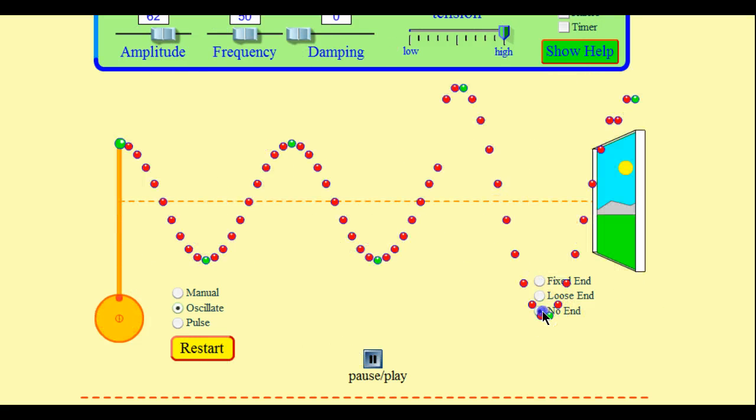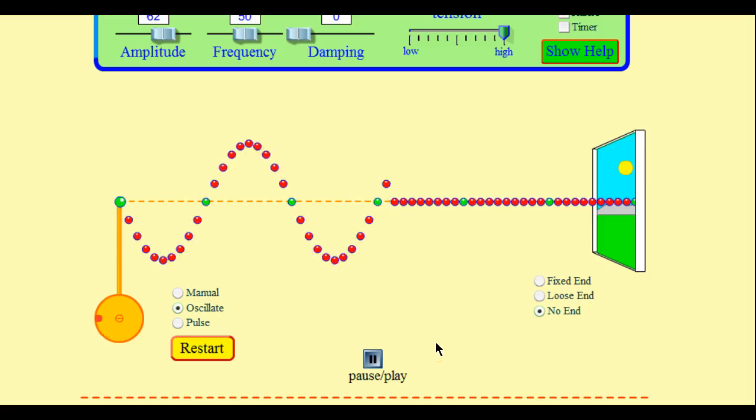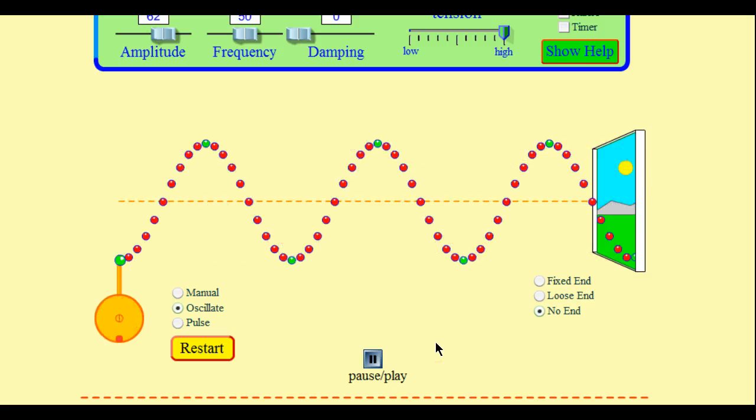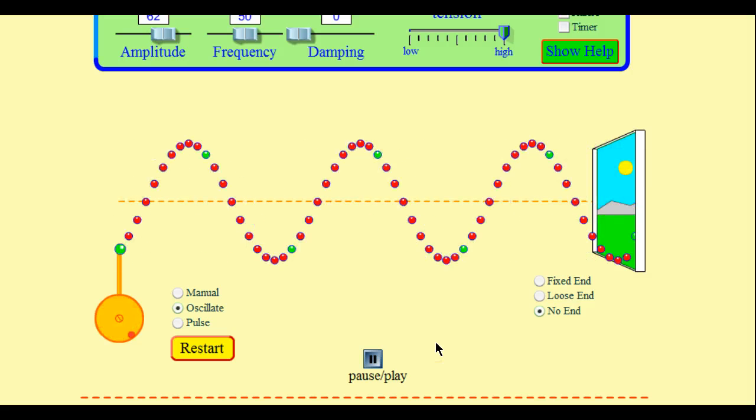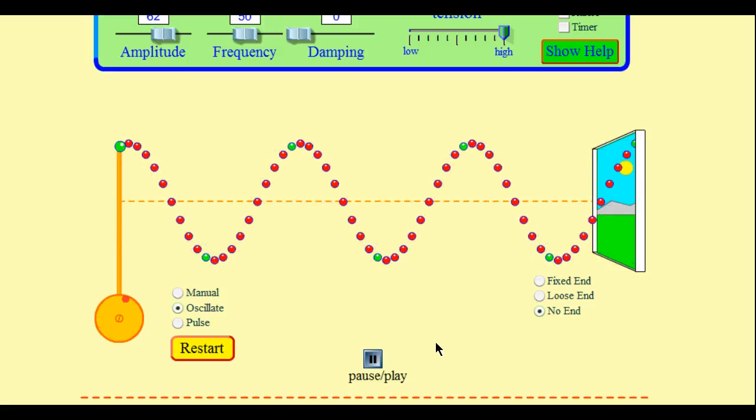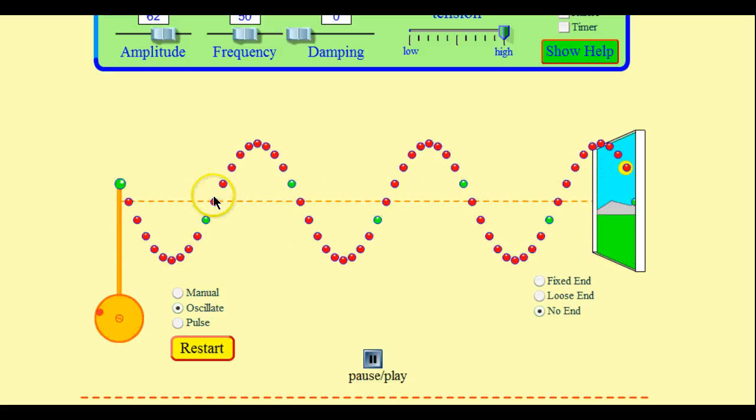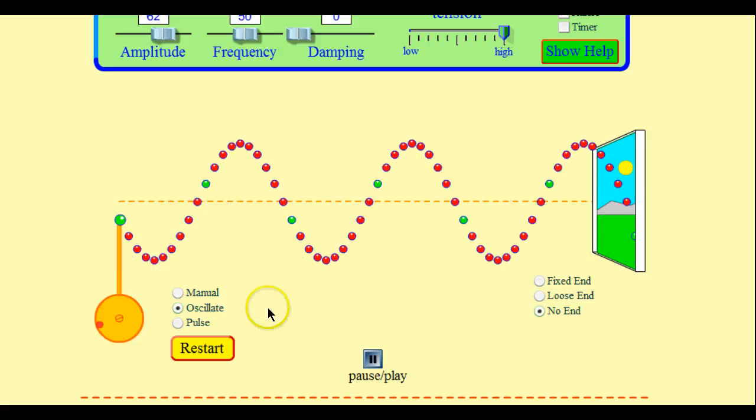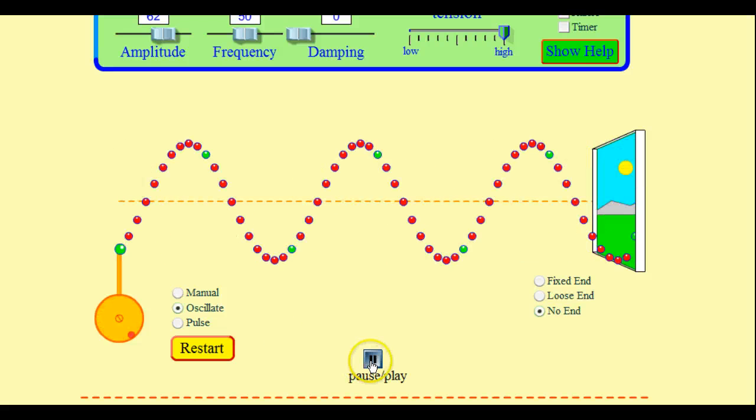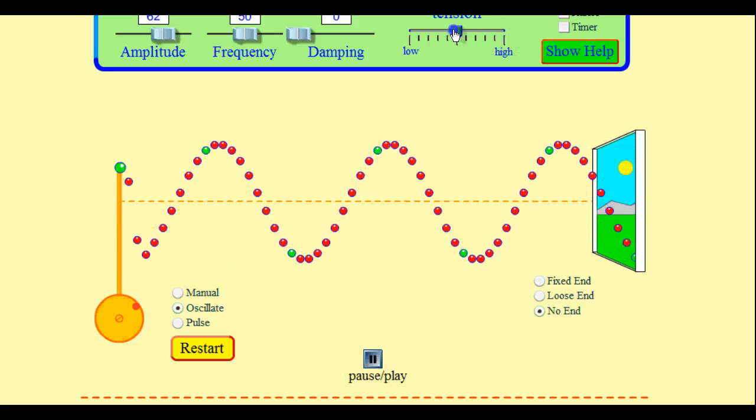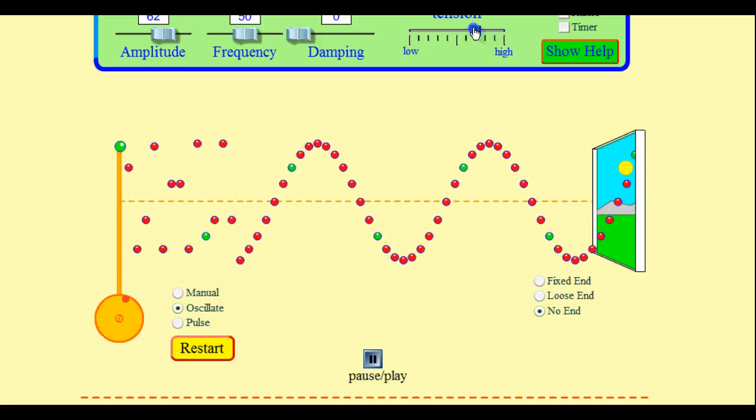Let's see. Let's go to no end at all and restart. So if I continually make the waves, then I get this nice long train of these disturbed particles. Now, when you're looking at it like this, it looks as though the object is moving. I'll slow it down for you.